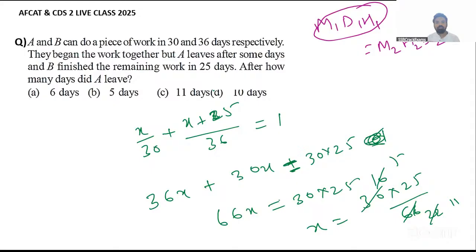180. Okay, no, I just multiplied it. Say the work has gone for X days only, then it is X upon 30 plus X plus 25 upon 36. What am I making a mistake here? After how many days did A leave? Hmm, I don't know what the calculation mistake is. Your concept is the same. Let me do it again.